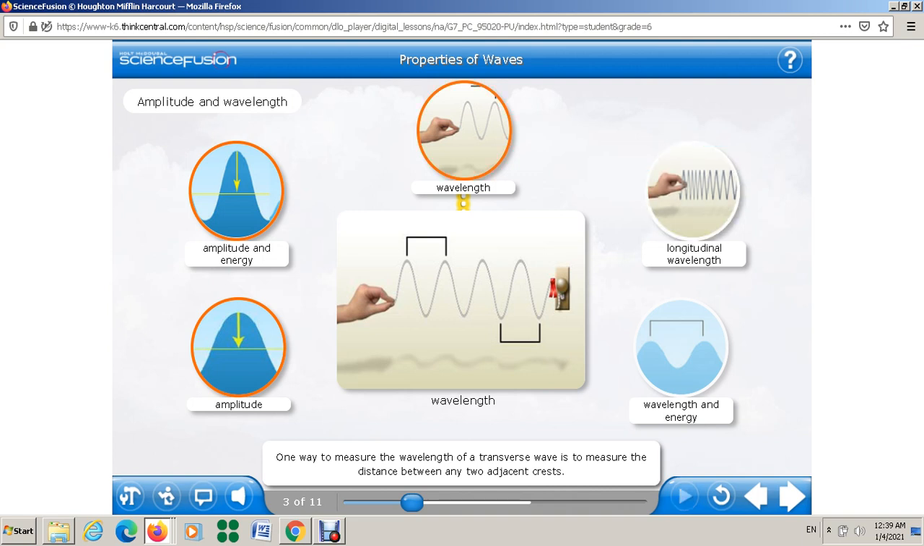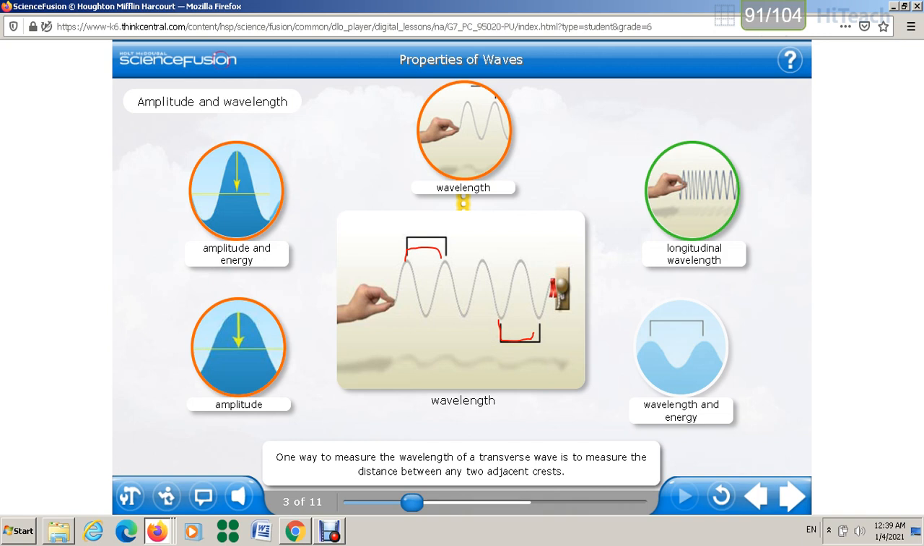So here, if I want to talk about the wavelength, I want to measure the distance between two crests or two adjacent troughs. So this distance here between these two, or these two, is called what? It is called the wavelength. Okay?